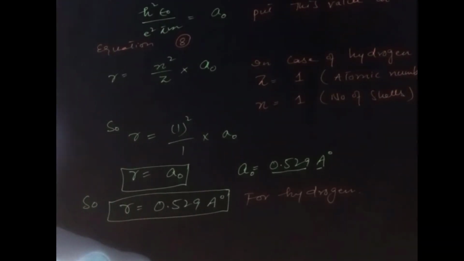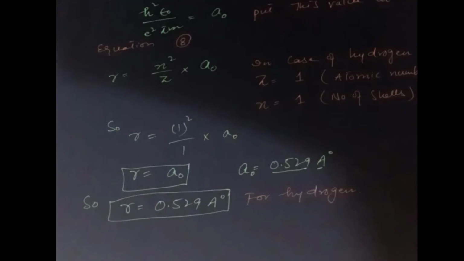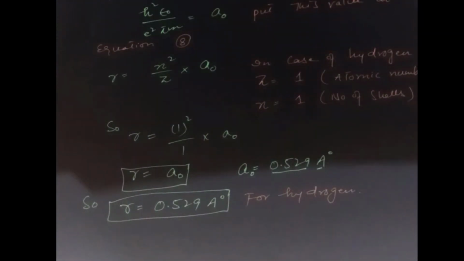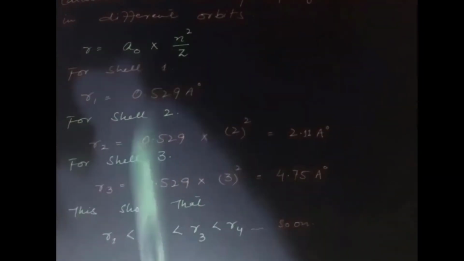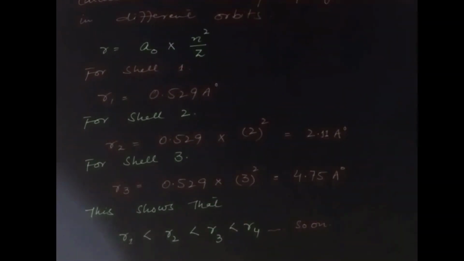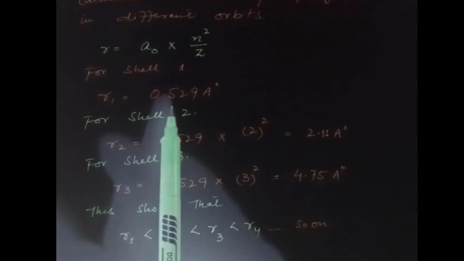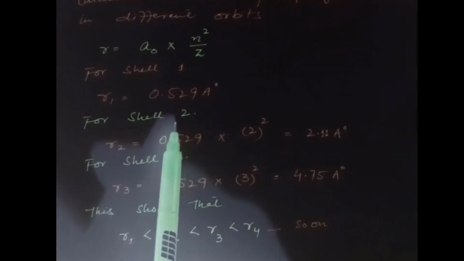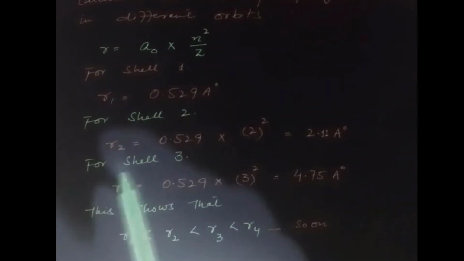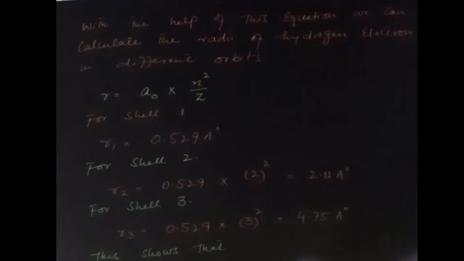So in case of hydrogen, n is equal to 1, Z is equal to 1, so r will be equal to 0.529 angstrom. If you want to calculate the value for the next higher shells, that is shell number 2, 3, 4 and so on, we will use the equation r is equal to a naught multiplied by n square divided by Z. We will use this equation to find the values for any higher shell. For shell number 1, it is directly equal to 0.529. For shell number 2, putting n equal to 2 and Z equal to 1, r2 is equal to 0.529 multiplied by 2 square.